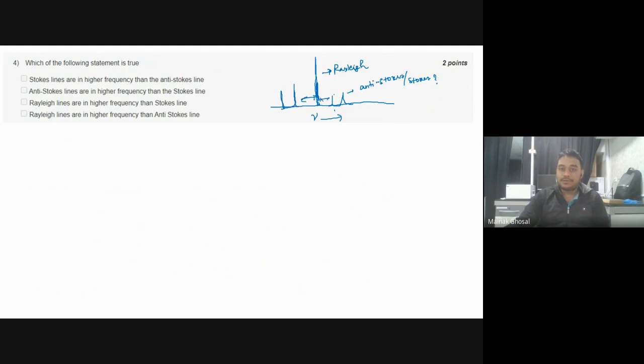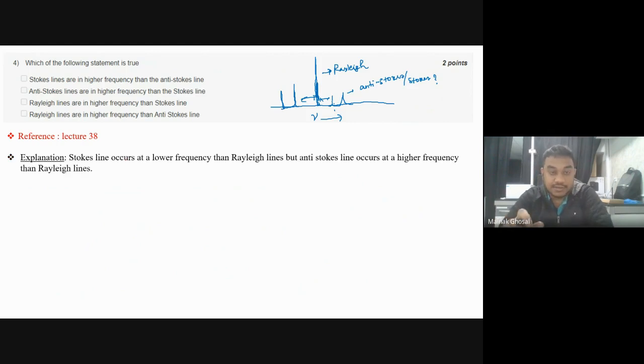They have to tell me that at higher frequency which transition will be there, which lines will be there. It will be Stokes or anti-Stokes. If you can find this answer in lecture number 38, Stokes lines occur at a lower frequency than the Rayleigh line. So you have measured it correctly: this will be the anti-Stokes line and this will be the Stokes line.